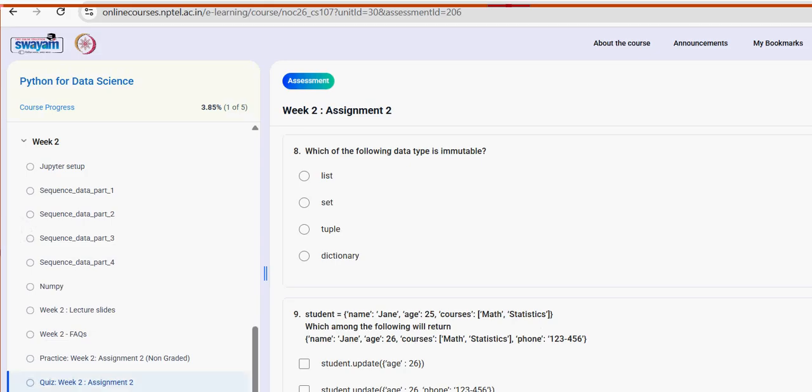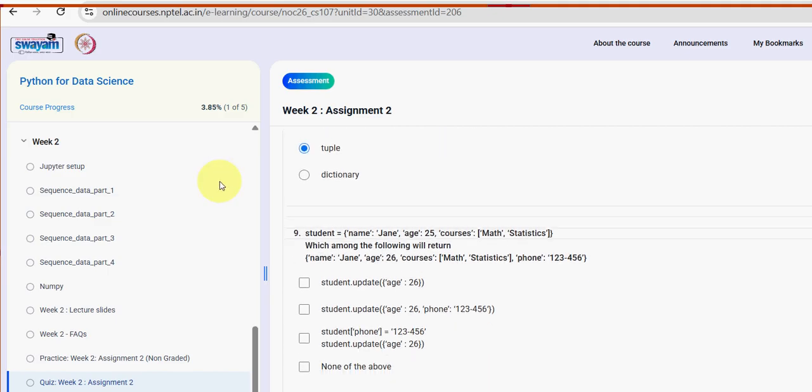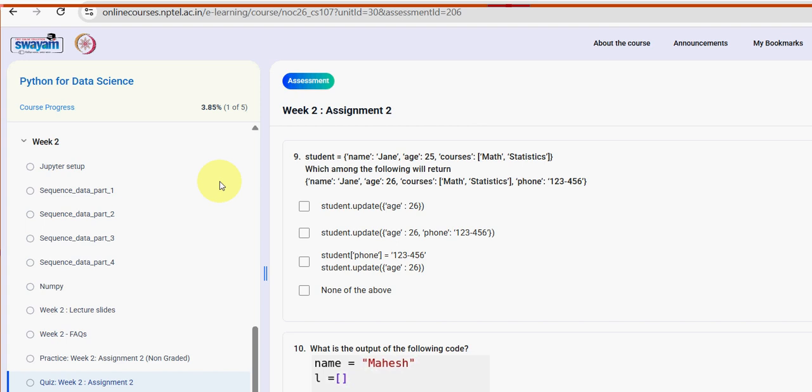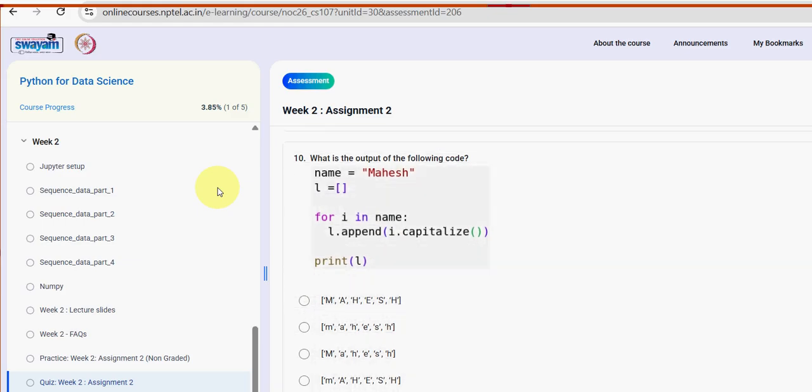For eighth question, third option, tuple is the probable solution. Tuple is immutable. Next, ninth question. For ninth question, second and third options are the probable solutions. And final question of the assignment, that is 10th one, first option. So friends, these are the most probable solutions for week 2 assignment of the course Python for data science.